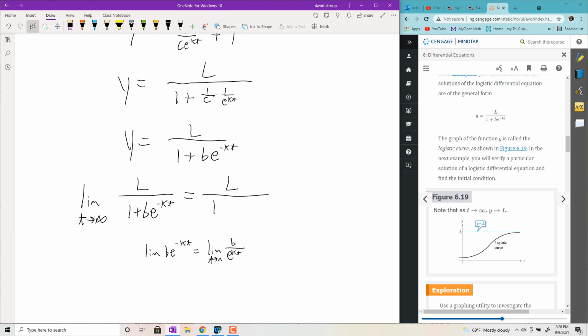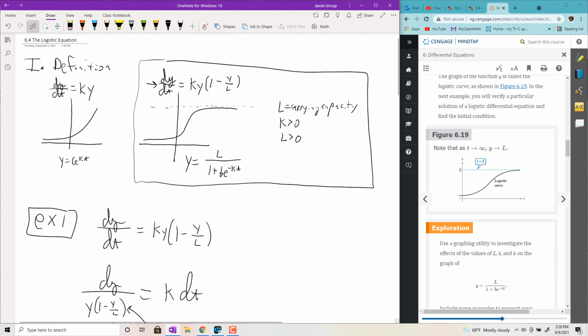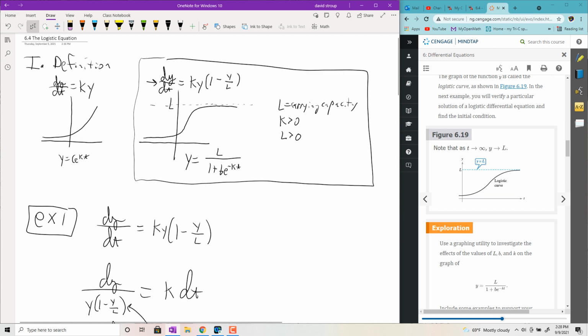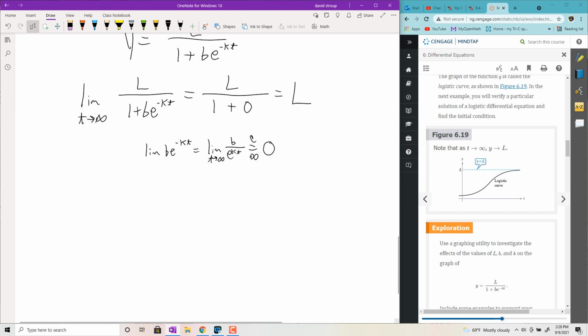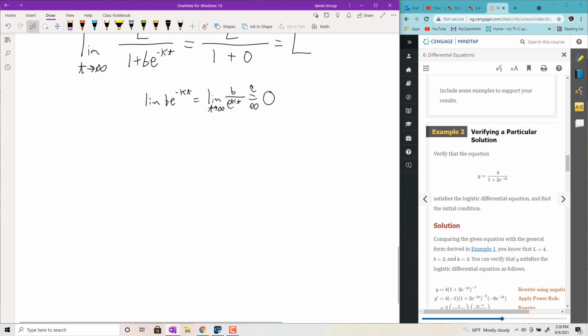And then as t goes to infinity, the denominator is going to go to infinity. The numerator is just some constant, we'll call it c. So when you have that form, it's going to go to 0. So you'll have 1 plus 0 in the denominator. In other words, L over 1, which is L. And that's the limiting capacity that you see in the picture in figure 6.19 and kind of what I was talking about up here as well. So this number L, the limiting capacity, that's what it approaches as time goes to infinity. So it becomes more realistic and it's better for modeling population growth.